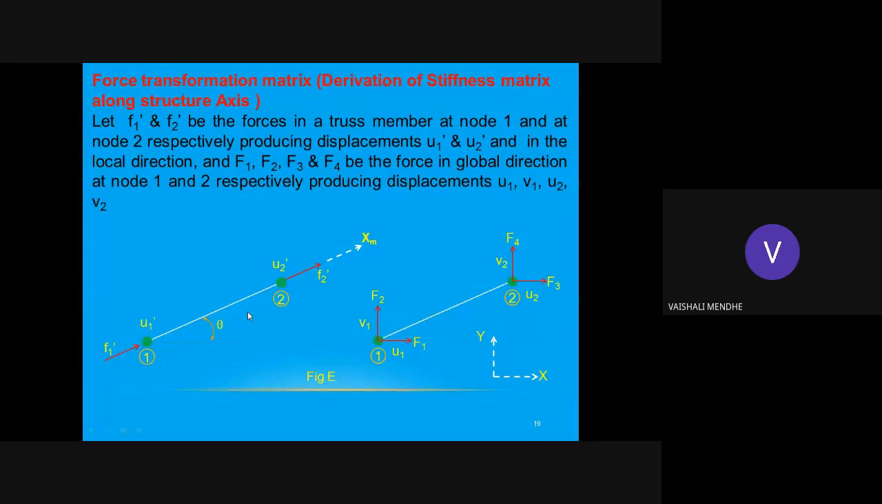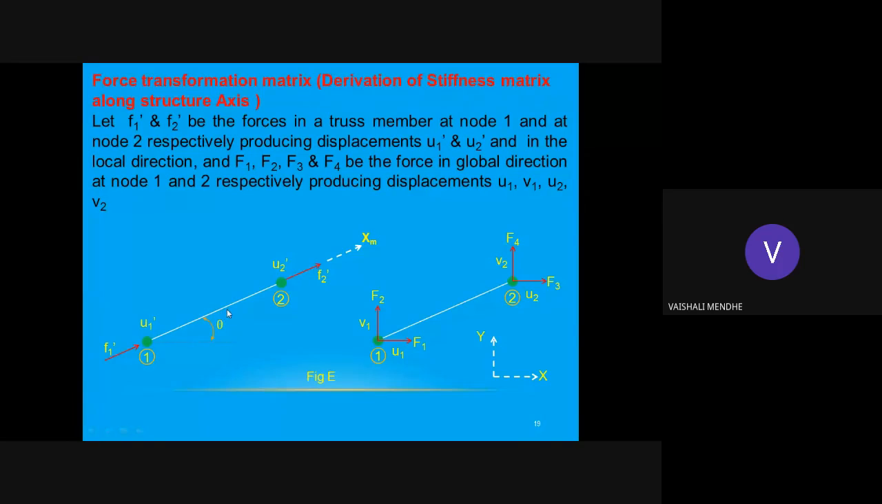Okay, but in the transformation matrix for that member we have shown the displacement in local and global direction. But here, to assemble the stiffness matrix along the structure, and the force transformation matrix, we will show the forces. We will show the forces in local as well as the global direction. Okay, here we will show the force because we have to derive the force transformation matrix. So here this is the figure. The same member we are continuing.